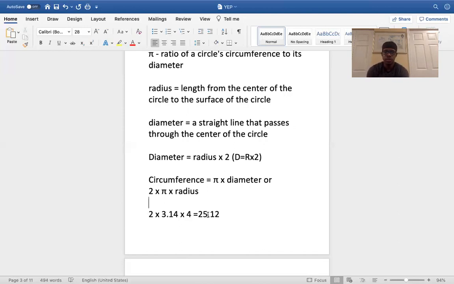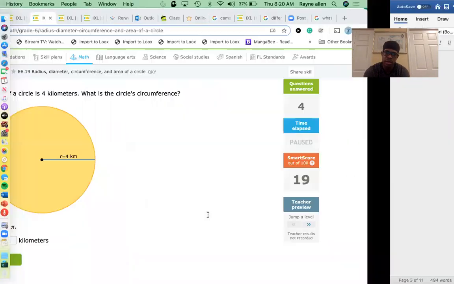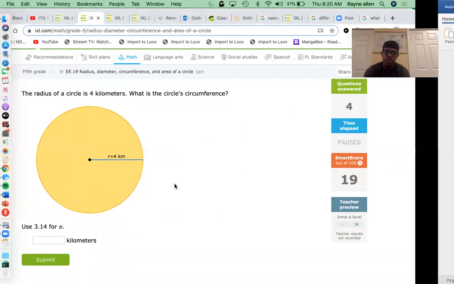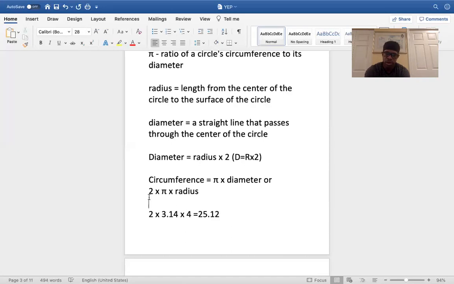So with the circumference, there's going to be two formulas. You're going to say pi times diameter if they give it a diameter, but if they give you the radius, it's 2 times pi times radius. So this one they gave us the radius, which was 4, and we did 2 times pi times radius, 2 times 3.14 times 4. Anytime you see pi, that's 3.14.